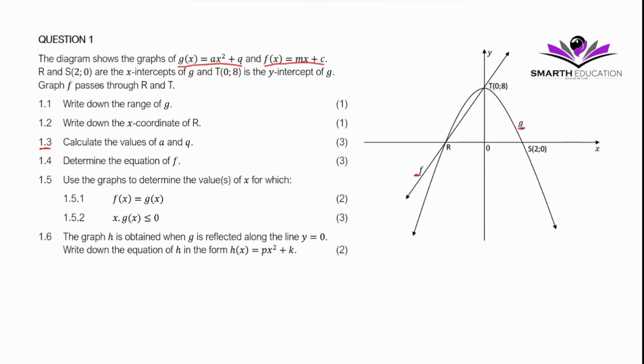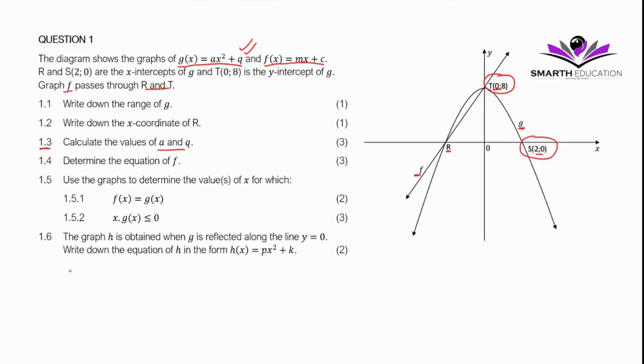R and S are the x-intercepts of g. T is the y-intercept of g. Graph f passes through R and T. Calculate the values of a and q. So actually we're finding the equation of g of x, right? So we're given the coordinates of the turning point, and any other point.